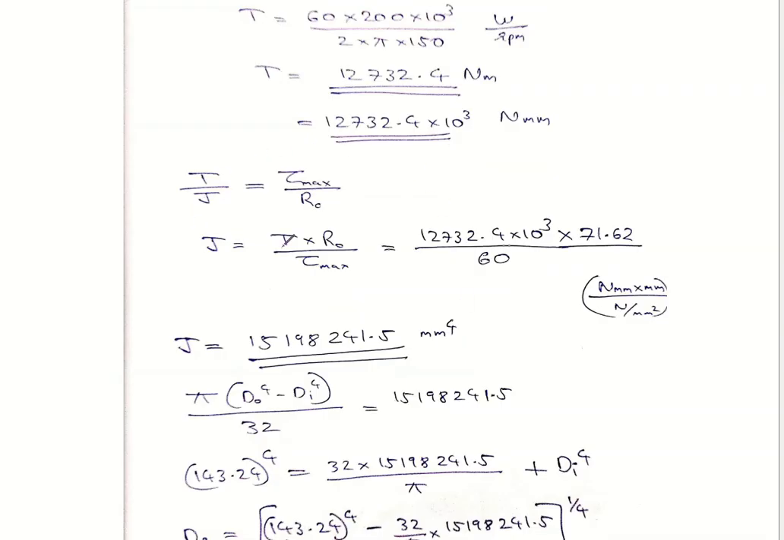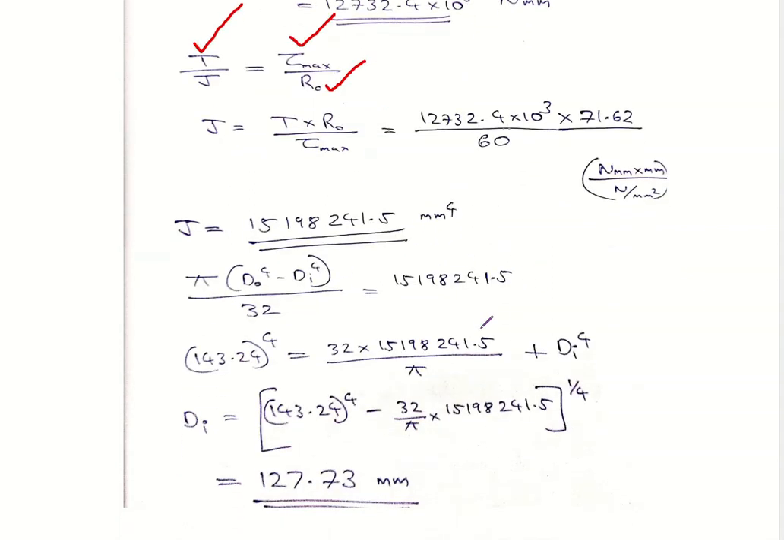So now I can utilize this equation, T by J equal to tau max by rho. Here the only unknown is J. T is known here, we just found out. Tau max is given in the question. Rho was found out in the initial part of the solution. Now just substituting the values, we'll get the value of J as this. Rearranging and substitution will give you the value of J as this one. Now J, we know that it is nothing but pi into do raised to 4 minus di raised to 4 by 32.